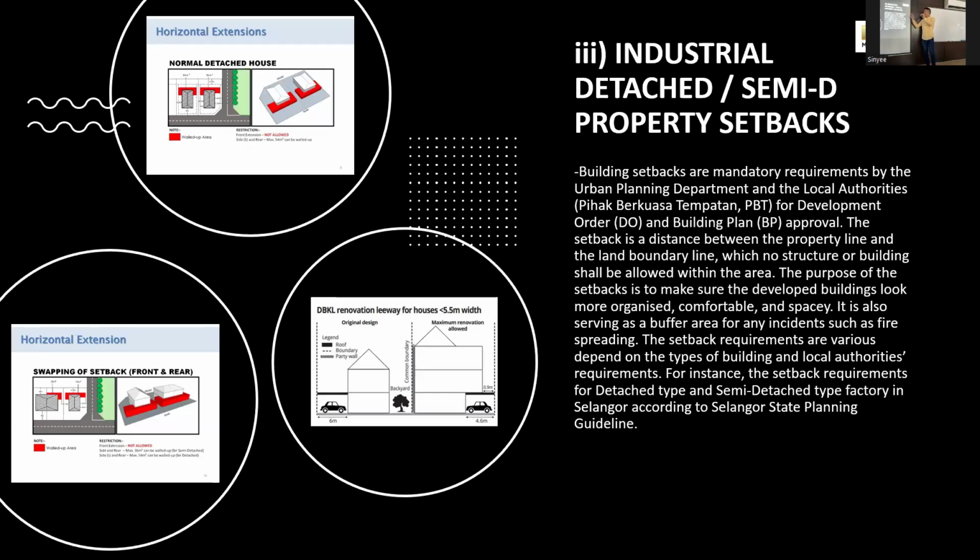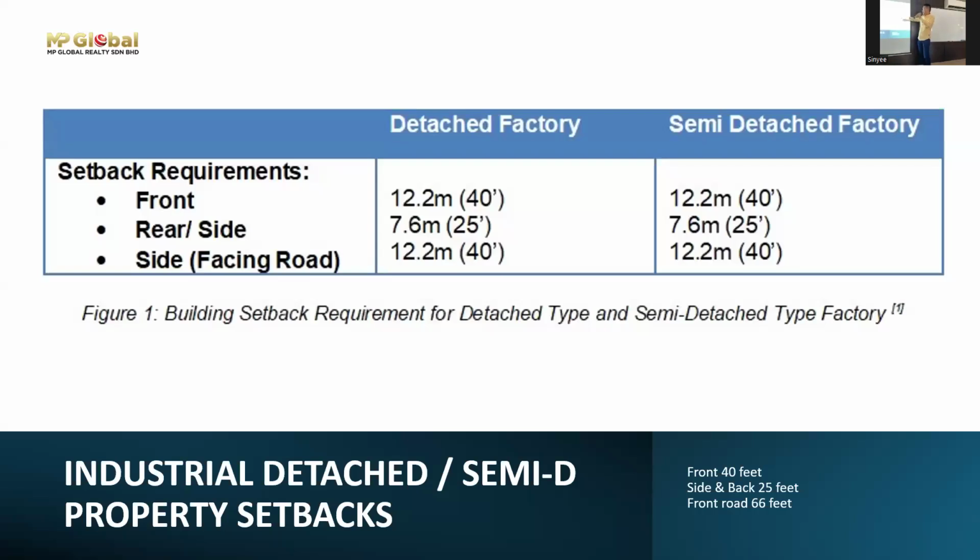And then industrial factories, detached and semi-detached, have these property setbacks. A lot of people have heard about this before. What are setbacks? So it's basically this one. All these buildings, especially semi-detached and detached, need to follow the local authority guideline. All right. So okay, next one. This is the standard setback by our government. Front 40 feet. What is this front 40 feet?